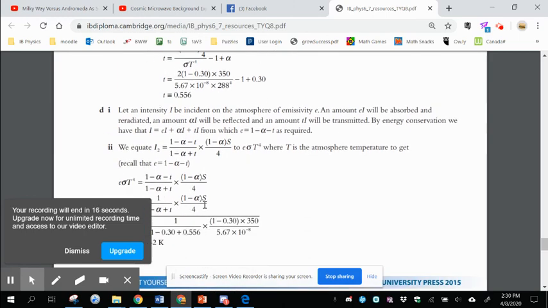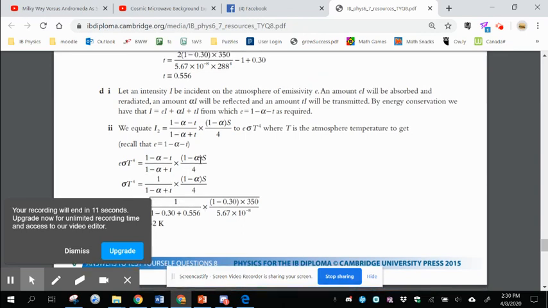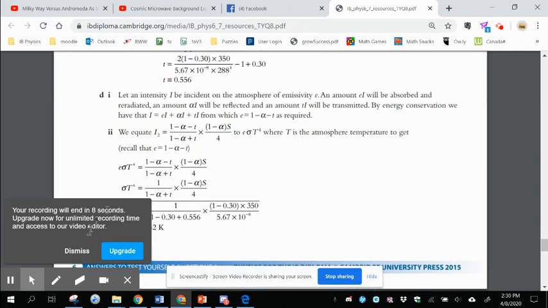Anyway, my second 5 minutes is almost up, and I don't have time to look at part D now. But so far, if you get parts A, B, C, hopefully you'll get part D. Okay, bye.